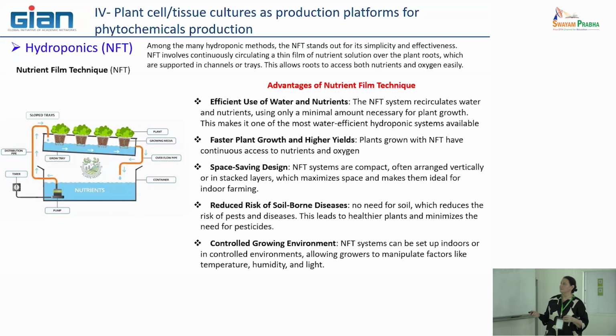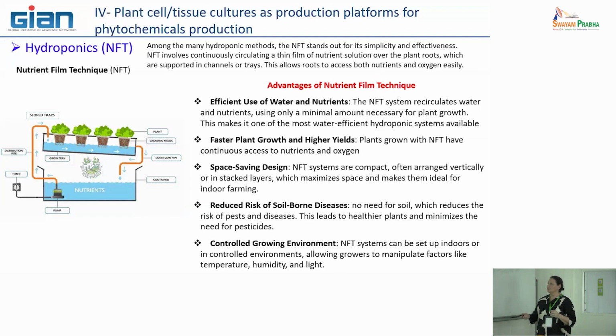What was already said: faster plant growth and higher yields. In fact, we can divide the growth time by at least 2, perhaps more, I don't know. No? 2? It could be, yes. Okay. But it is a lot of time gained for people who are producing plants.